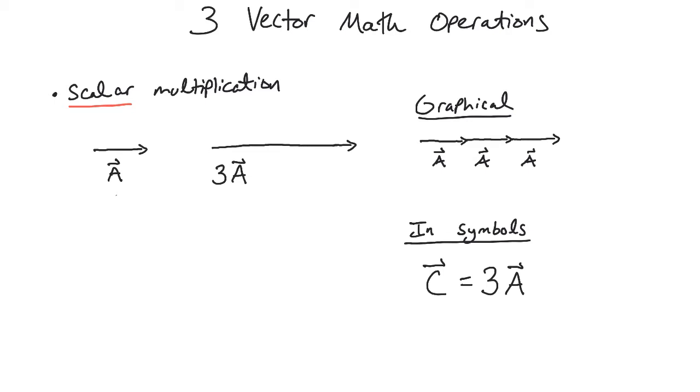And so this is called scalar multiplication because the number here, 3, is a scalar. It's just a magnitude. And what it's doing is it's stretching the vector. It's either expanding it out or contracting it.